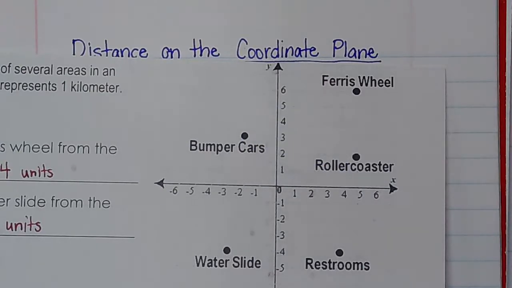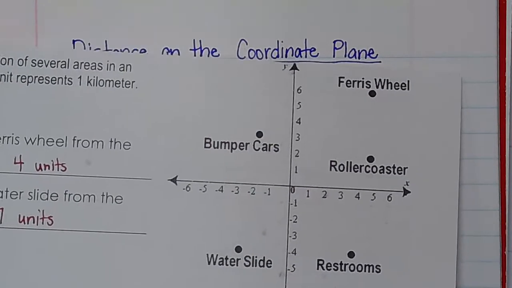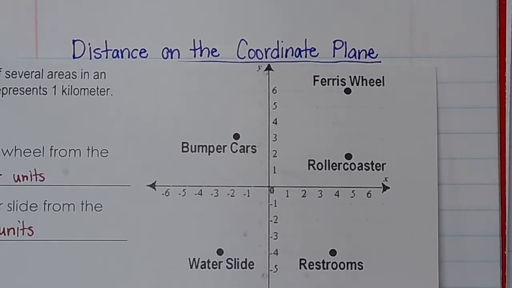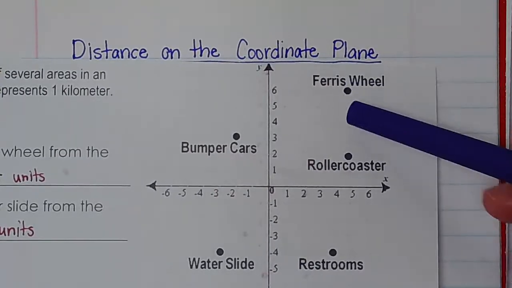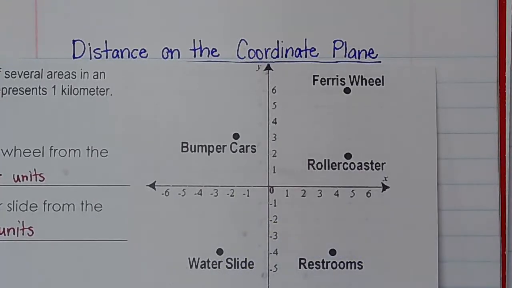We don't really do that in 6th grade. It will be something that you do eventually, but not in 6th grade. Same thing, they wouldn't say, what's the distance between the roller coaster and the water slide? They would not ask you to count diagonally like that. So anytime they ask you what's the distance, it's going to be a straight line, whether it's an up and down straight line or a side to side straight line.